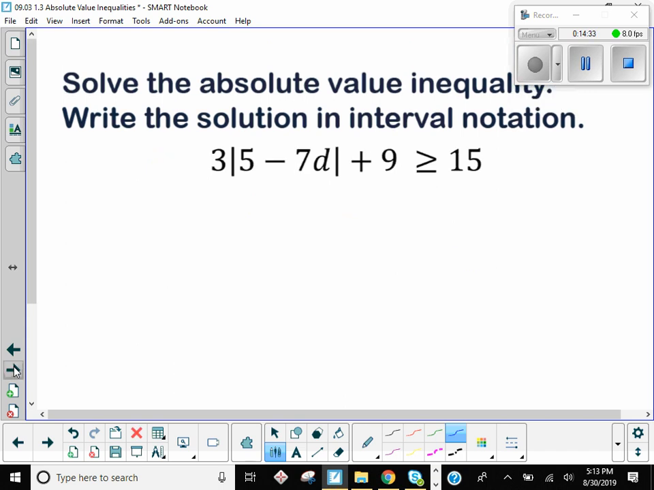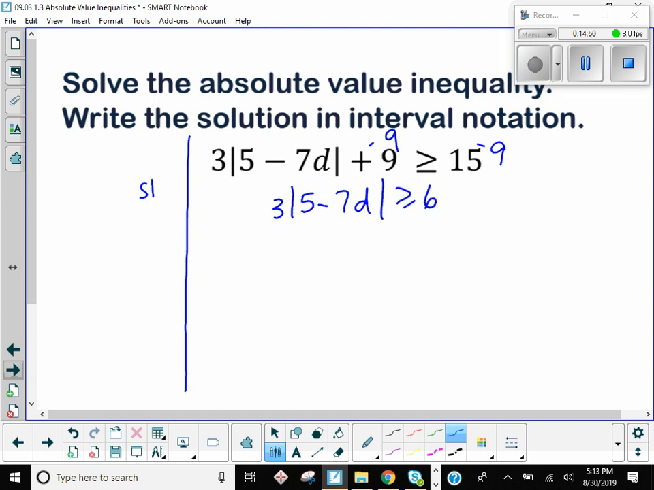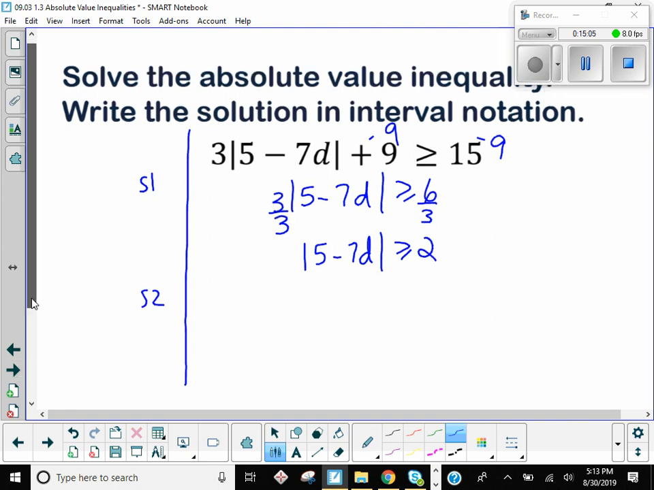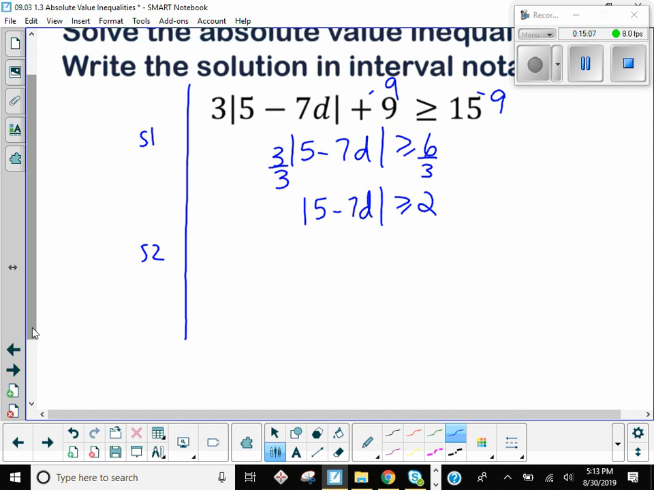And last one. It's going to work like the previous one, just with more algebra. Step 1, isolate your absolute value. I begin by subtracting 9. Then divide by 3. There's the isolated absolute value. Now I move on to step 2. Make my positive and negative versions.